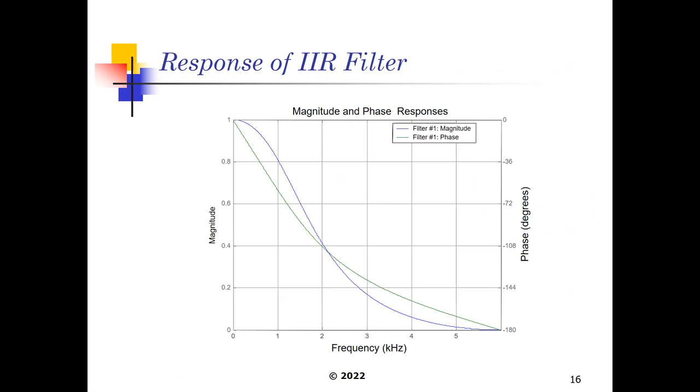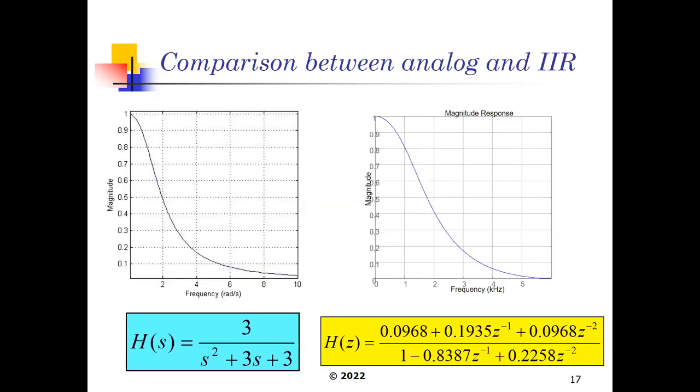And the response is what you see in blue here. Notice again the green. This is the phase. And notice that it's not linear. All right, so it has an issue, but that is because of the infinite response behavior. But let's compare the two of them.